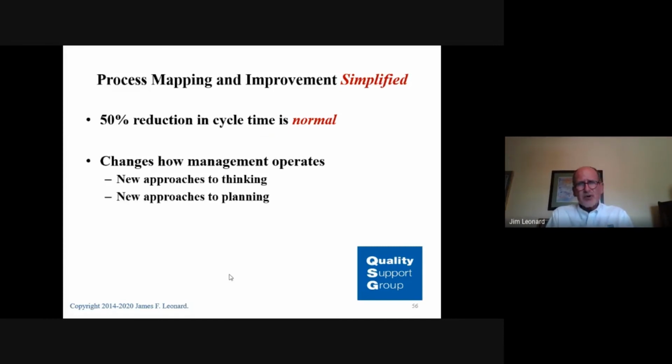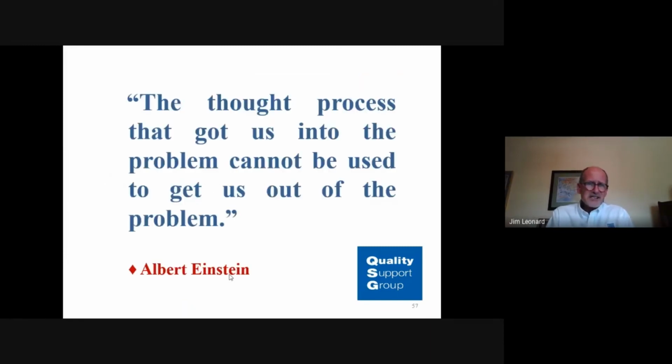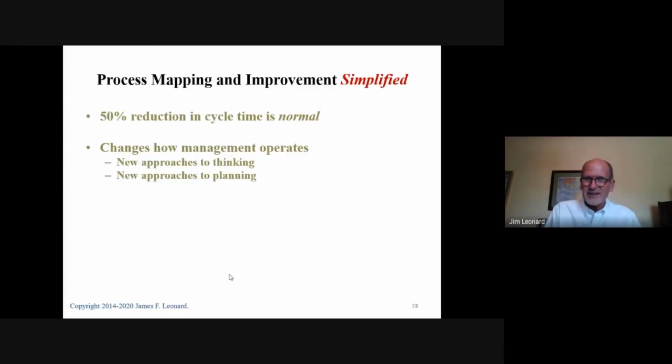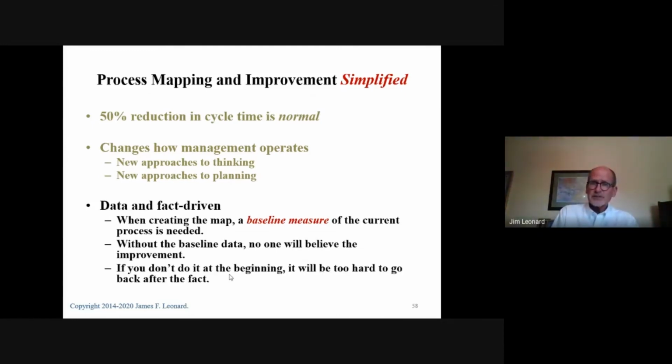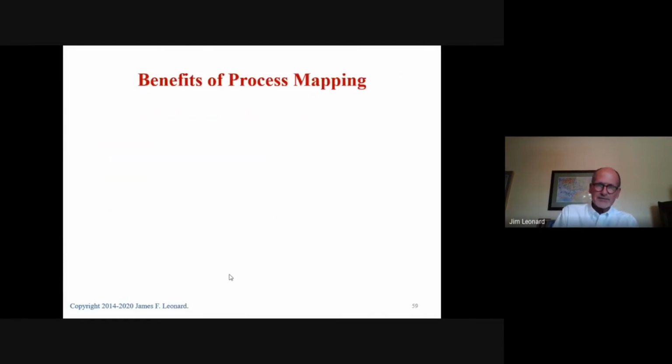It requires new approaches to thinking and planning, because Albert Einstein told us the thought process that got us into the problem can't be used to get us out of the problem. We've got to adopt different thinking. It's data and fact driven. And you need that baseline measure when you're doing the initial process mapping and or value stream process mapping, because without that baseline, nobody's going to believe the improvement you accomplish. If you don't do it at the beginning, it's too hard to go back and do it later.